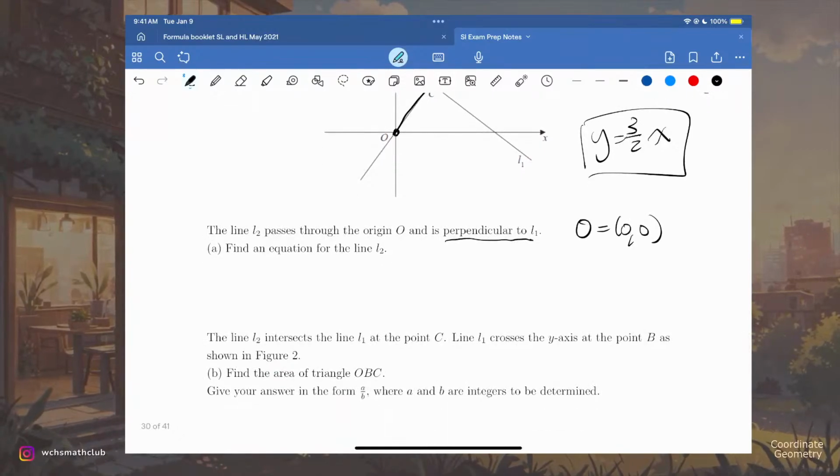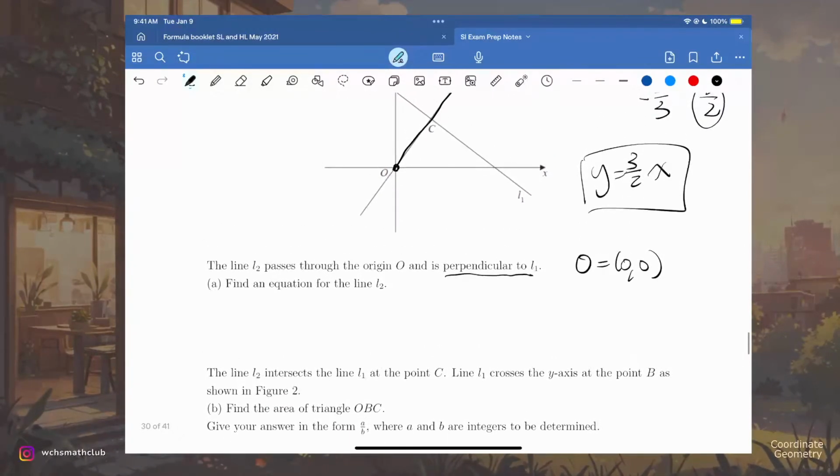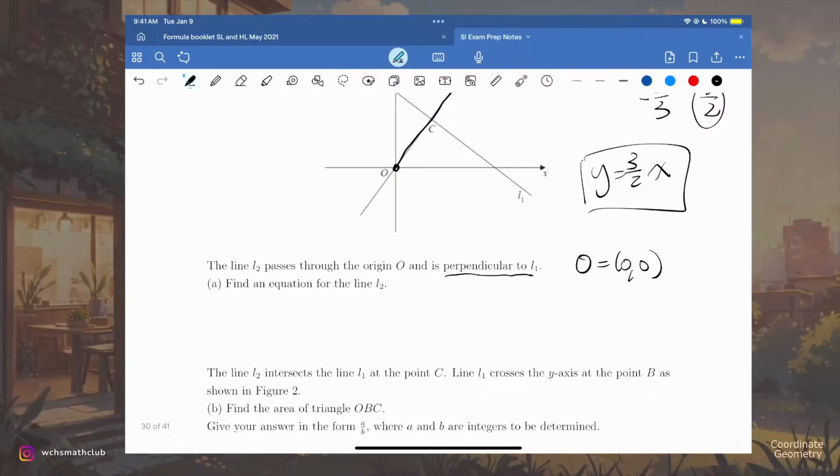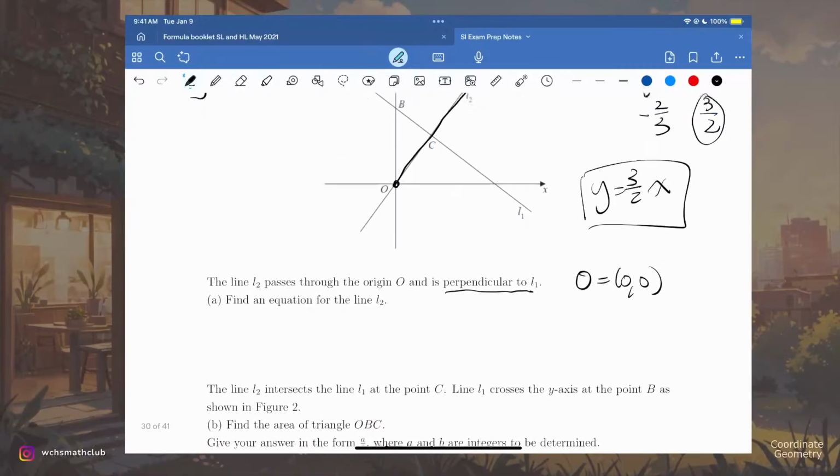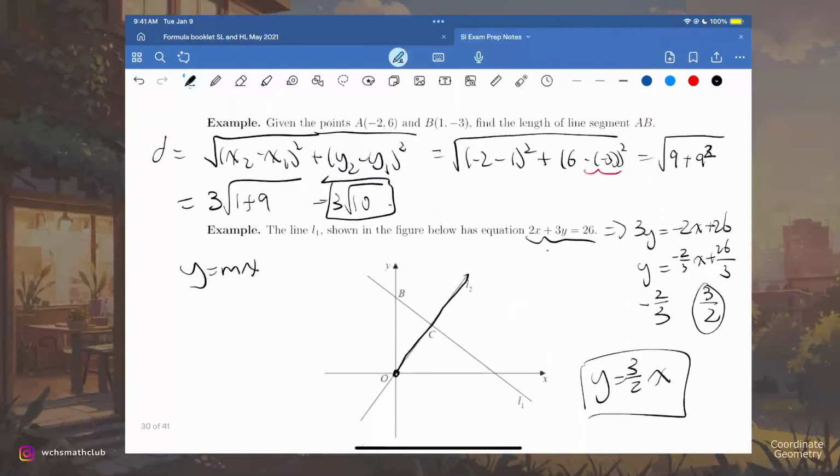And the line L2 intersects the line L1 at the point C. Line L1 crosses the y-axis at the point B as shown in figure 2.